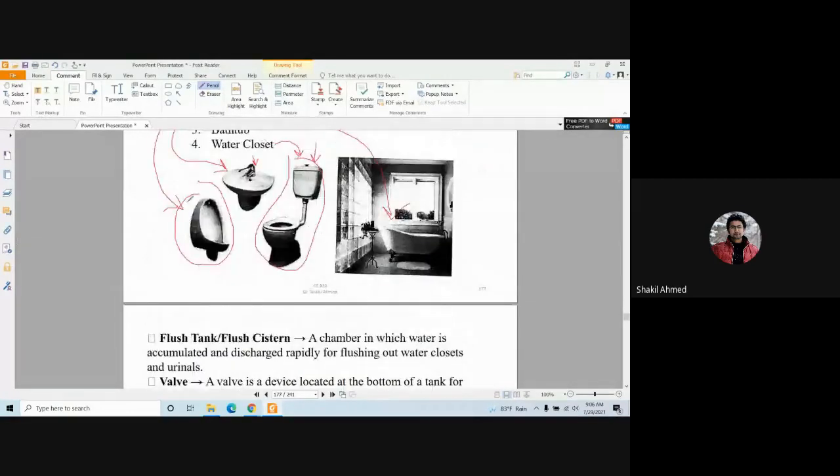Now, sometimes this closet, water closet, these are basically two types. One is in this figure, as you can see, you have a tank. Am I right? This is a tank.